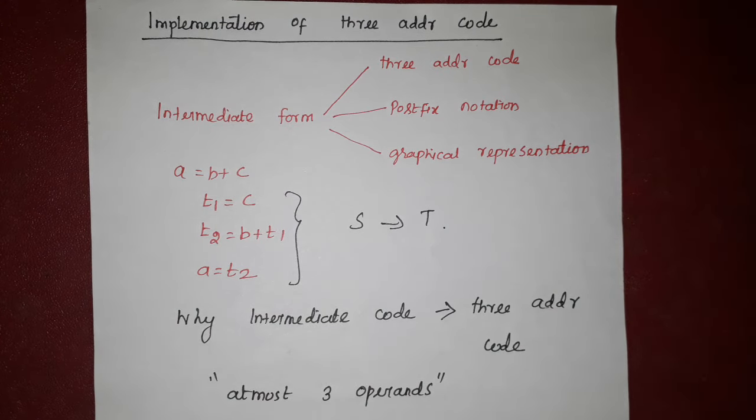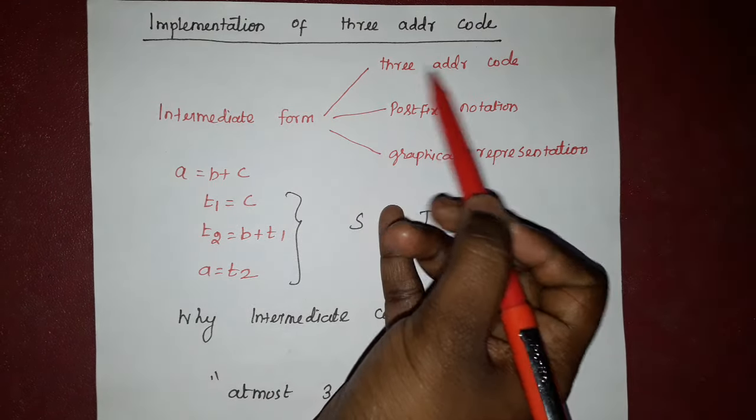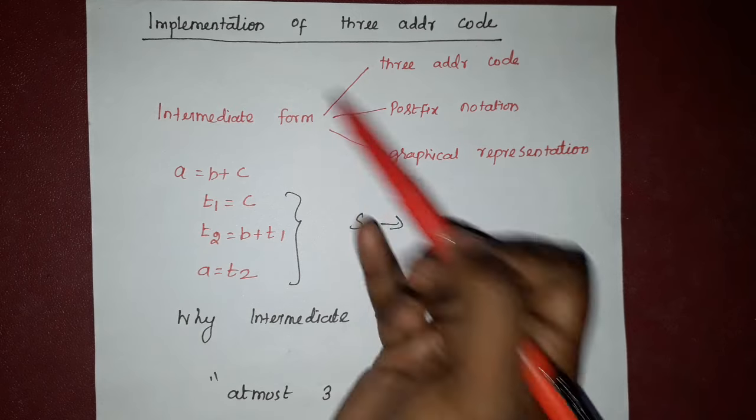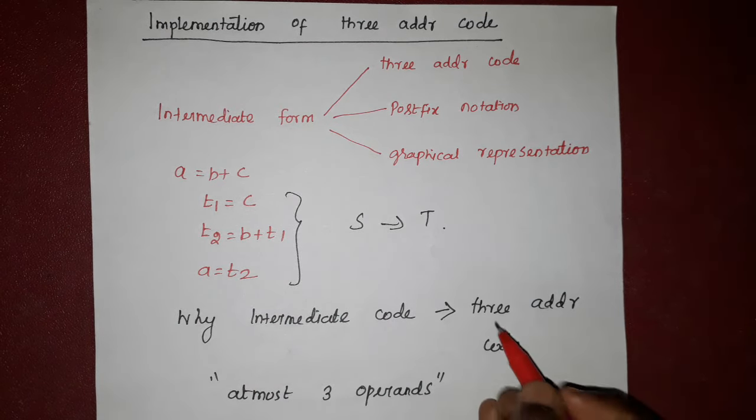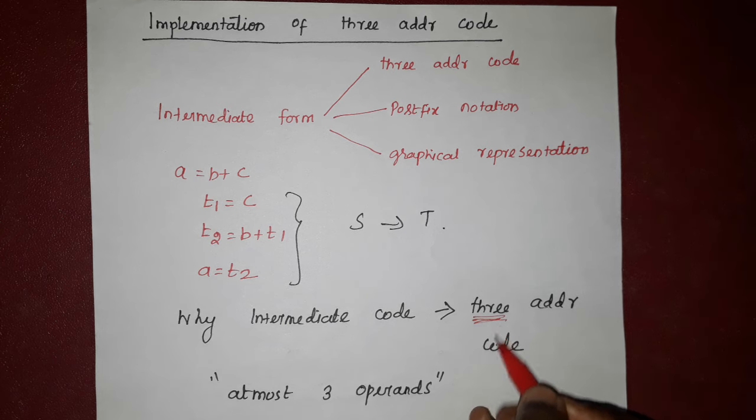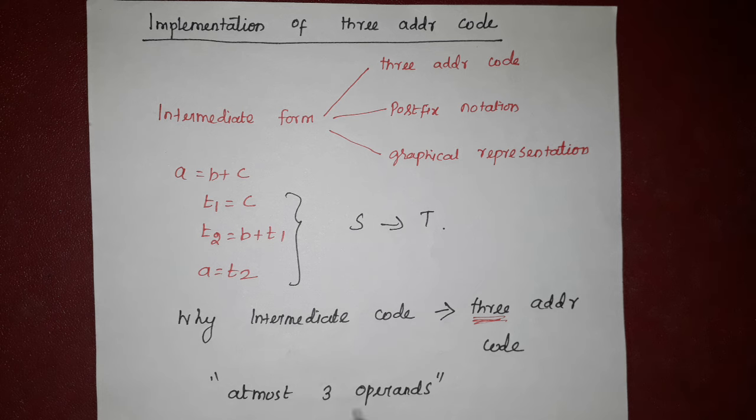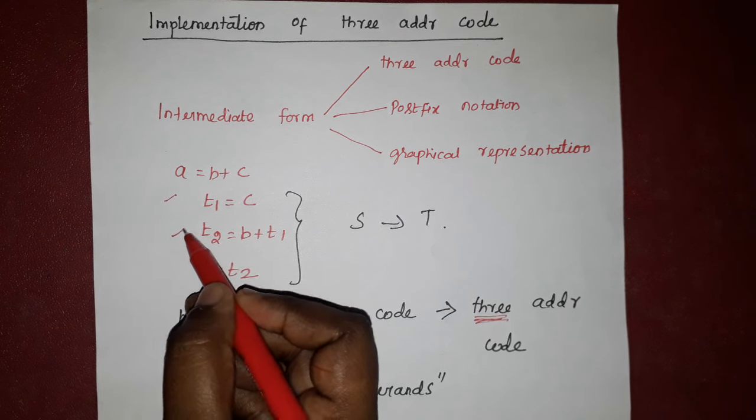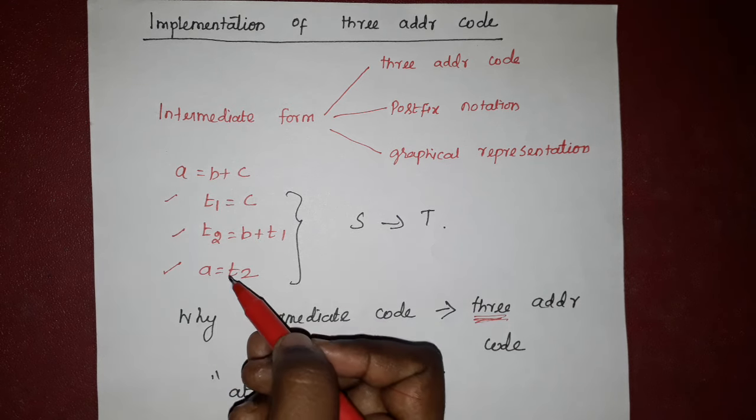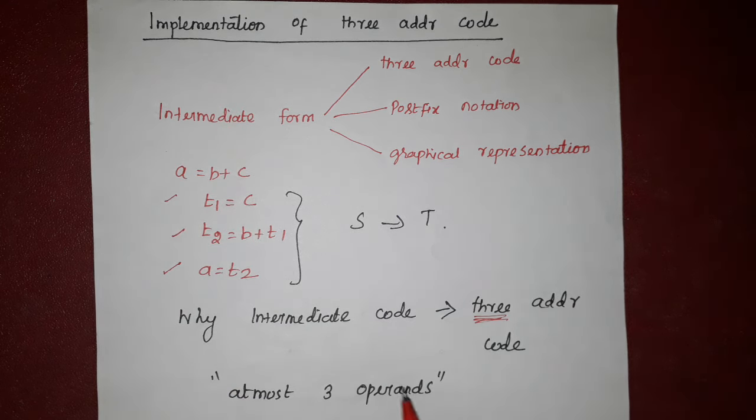Yes, there will be one big question: why is intermediate code called three address code? Three address code is a form of intermediate representation. So why is the intermediate code called three address code? The word three here means there will be at most three operands only in the three address code. See this example. This is one expression, this is one statement, this is one statement. In every statement, it has at most three operands.